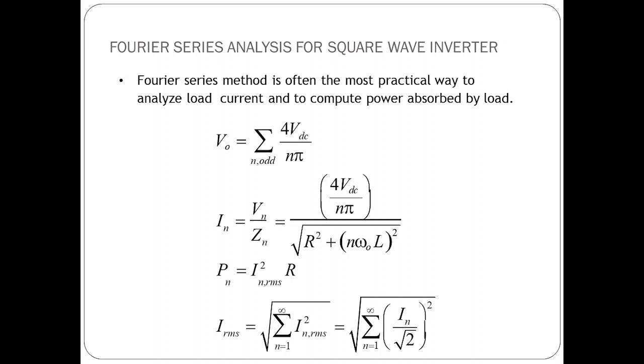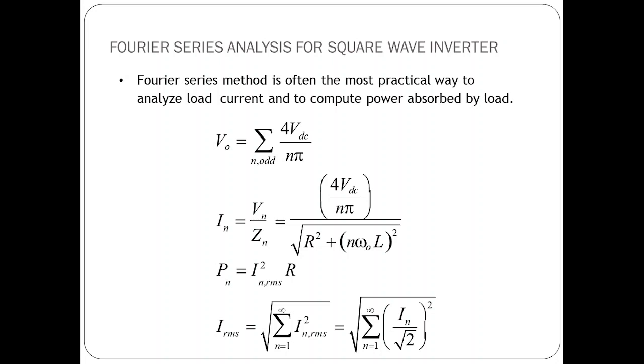Nothing but the IRMS will be given as the square root of sigma n equal to 1 to infinity (In by root 2) whole square. So this (In by root 2) whole square is the IRMS value that is to be taken here, and this IRMS value will decide how these particular parameters are affected. So IRMS is equal to the square root of sigma n equal to 1 to infinity (In by root 2) whole square.